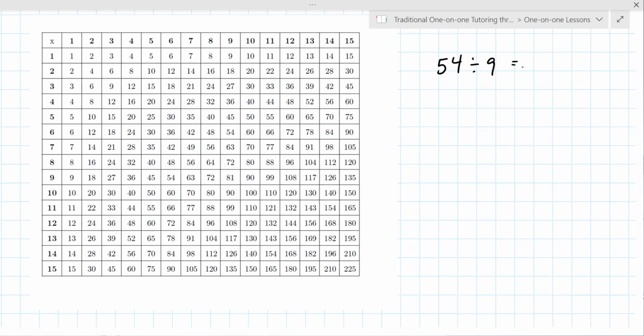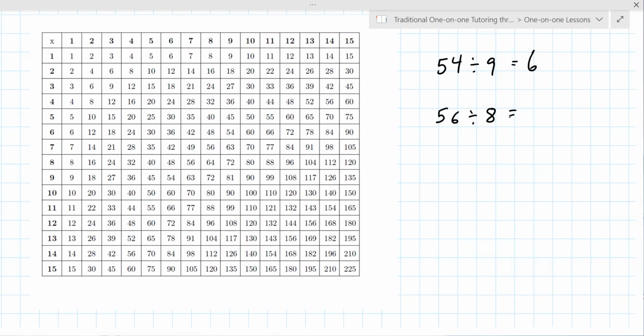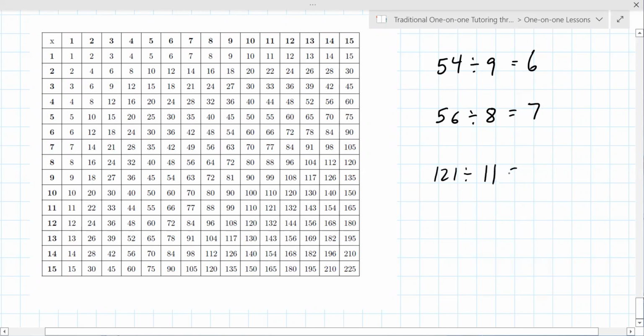6. That is 6. Good. How about 56 divided by 8? 7. Very good. About 121 divided by 11. 12. Try again. 11. It is 11. Very good.